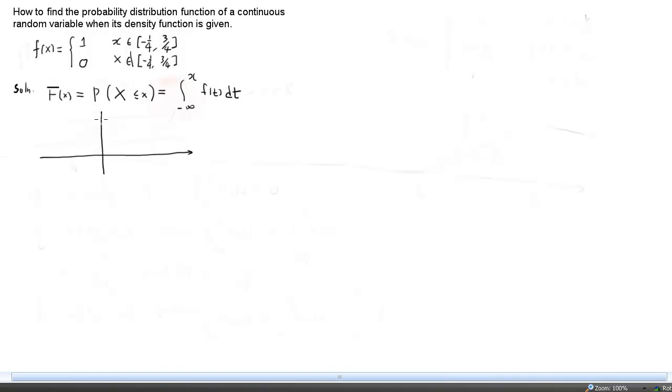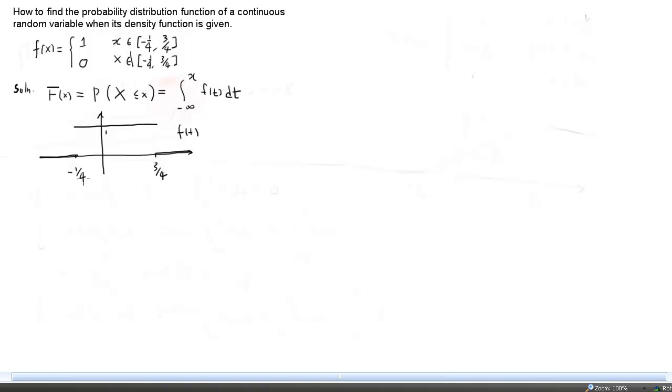So the density function looks like this. This is negative 1/4, and here we have positive 3/4. It's not really drawn to scale, but it's good enough. So this is constant 1 here, and beyond this it is 0 again, and 0 over here again. Here we have discontinuities. This is our little f of t, because x is now reserved for the upper limit. So t is a dummy variable we use.